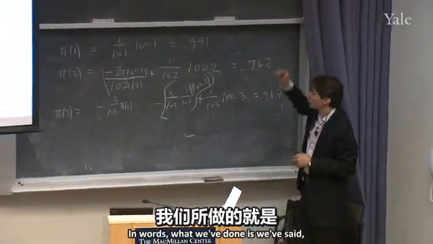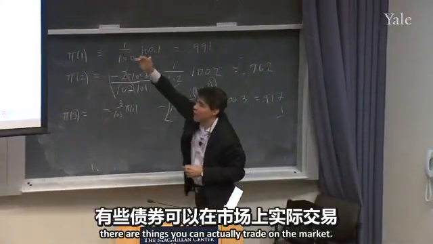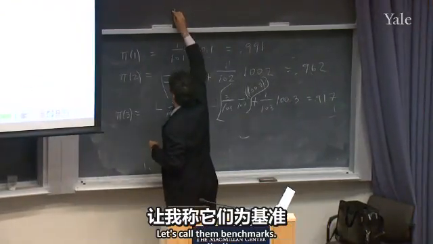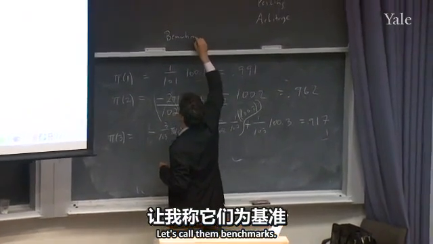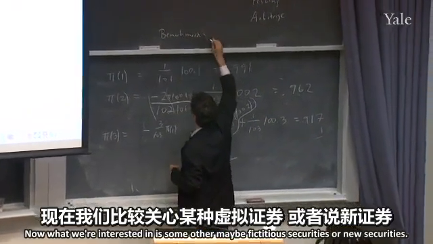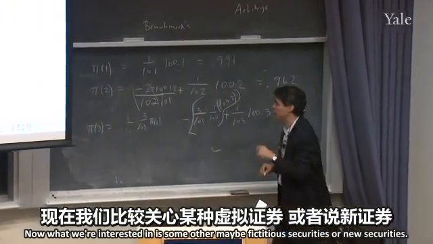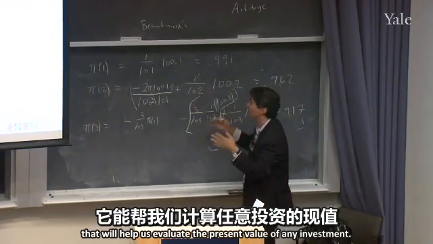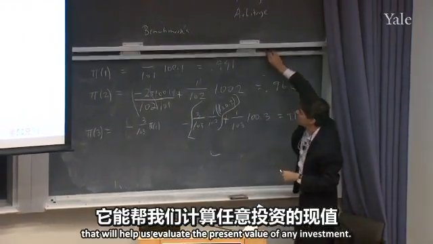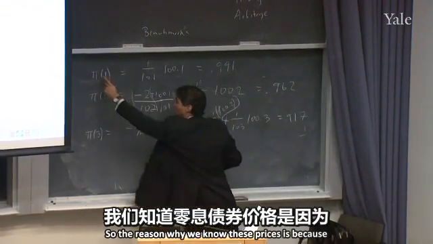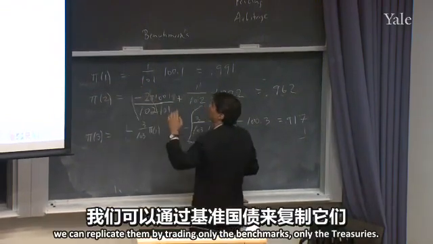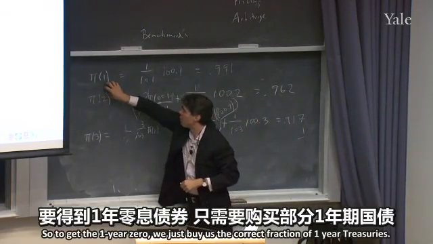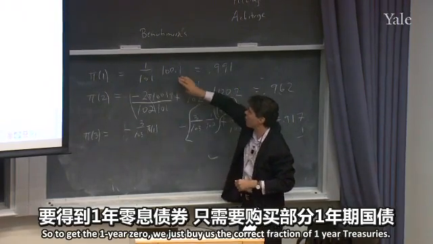we've done. In words, what we've done is we've said there are things you can actually trade on the market. Those are the treasuries. Those are our benchmark securities. Let's call them benchmarks. Now, what we're interested in is some other maybe fictitious securities or new securities. The price of the zeros. Those are the basic building blocks that will help us evaluate the present value of any investment. So the reason why we know these prices is because we can replicate them by trading only the benchmarks, only the treasuries. So to get the 1-year zero, we just buy the correct fraction of 1-year treasuries.